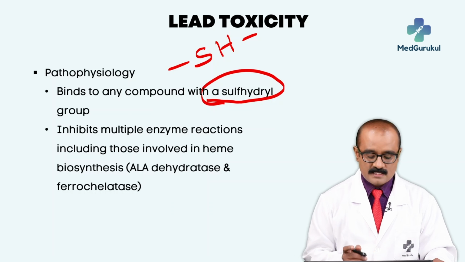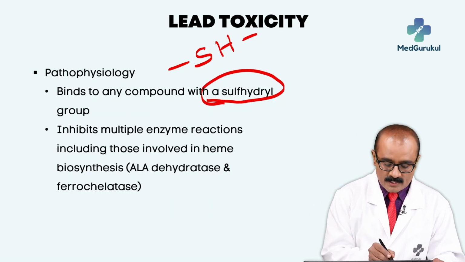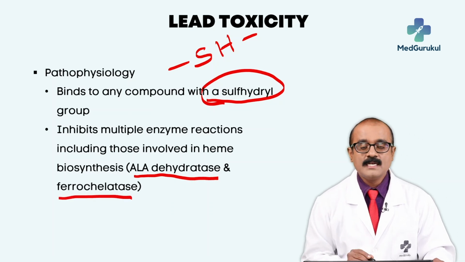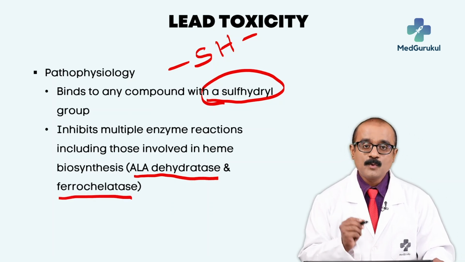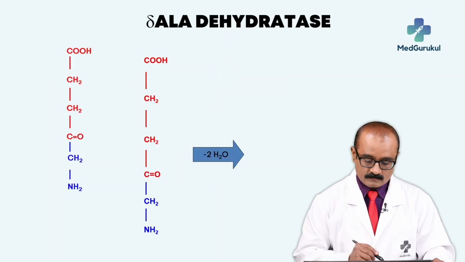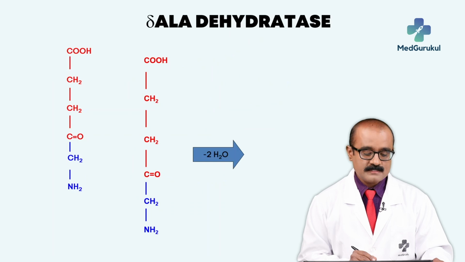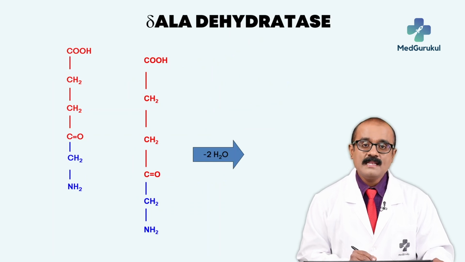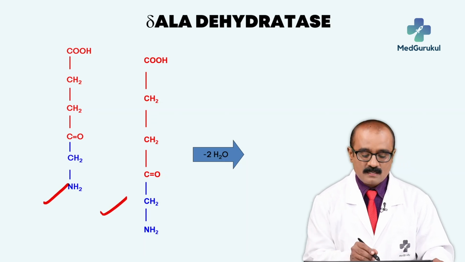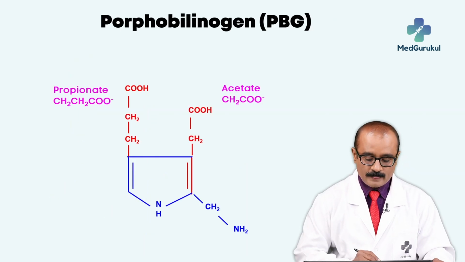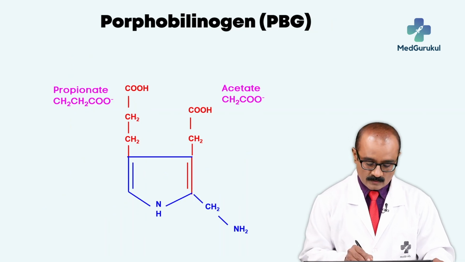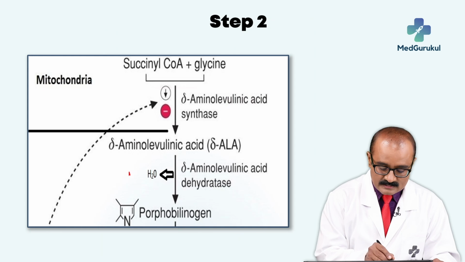It not only involves the enzymes of heme, it also involves the enzymes of many other systems. But in heme synthesis, it mainly involves two enzymes: ALA dehydratase and the last enzyme, ferrochelatase. These are step 2 of heme synthesis and the last step. Coming to ALA dehydratase, its function is that two molecules of ALA combine together with removal of one molecule of water and form PBG, porphobilinogen. This is the second step.